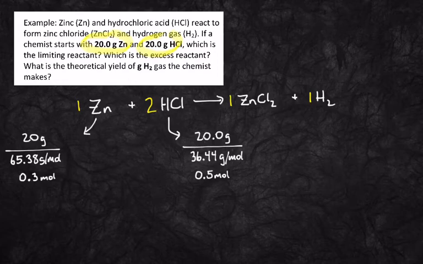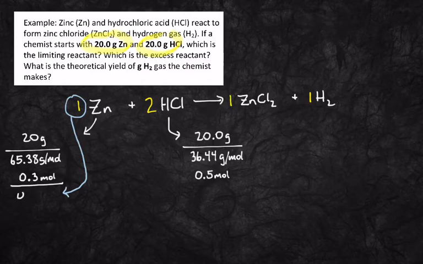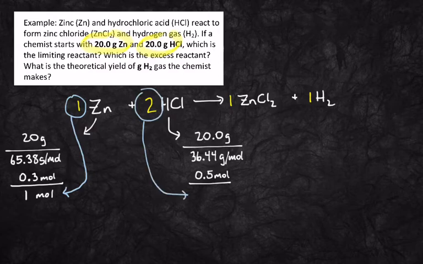Next part. Step 3 says separately divide the mole amounts by their coefficients from the balanced chemical equation. So I'm going to divide this number, 0.3, by that 1 right there in front of the zinc. I'm going to divide it by the coefficient in front of zinc. So 0.3 moles divided by 1, and 0.5 moles on the other side, divided by the 2 in front. I get 0.3 and 0.25.